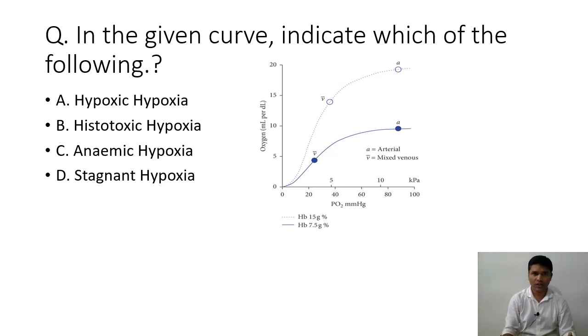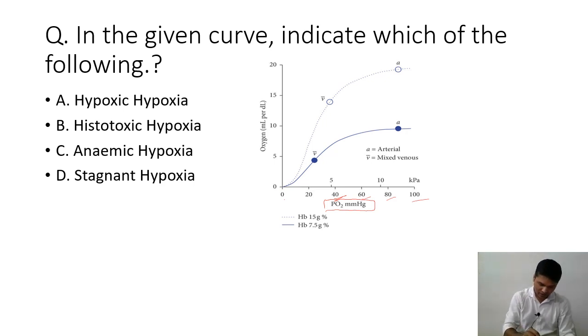Here the question is, the given curve indicates which of the following? The options are A, hypoxic hypoxia; B, histotoxic; then anemic hypoxia; then stagnant hypoxia. Let's first discuss this graph, and then we'll go to the options. Here we can see the partial pressure of oxygen: 0, 20, 40, 60, 80 and 100. The partial pressure of oxygen goes up to 100.